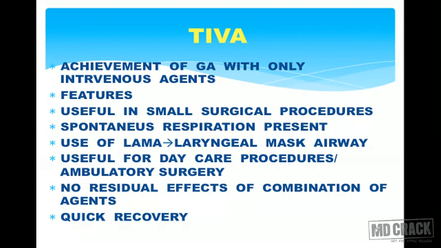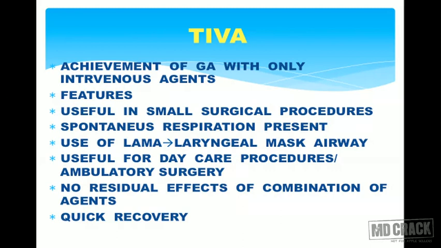Now talking about TIVA, or total intravenous anesthesia. This is achievement of general anesthesia with only intravenous agents. Features: these are useful in small surgical procedures. The most important aspect of this form of anesthesia is that spontaneous respiration is present. That is, the patient is able to breathe on his own. This can be used with the help of LMA, or laryngeal mask airway. This is a small piece of equipment which is used to maintain TIVA.